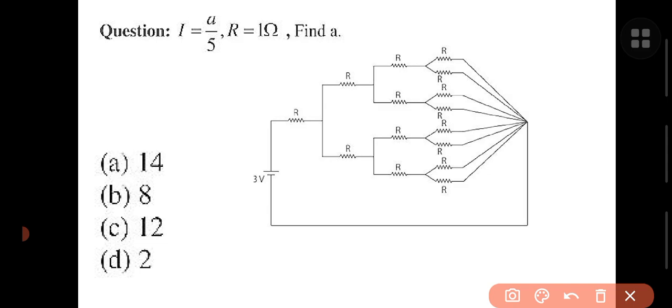Next one, I equal to A by 5, R equal to 1 ohm. Find A. The options are 14, 8, 12 and 2.